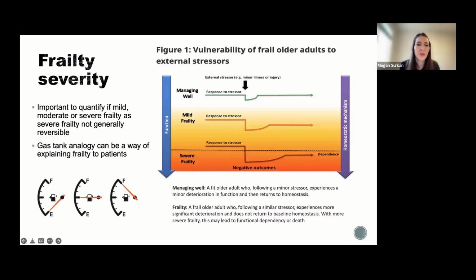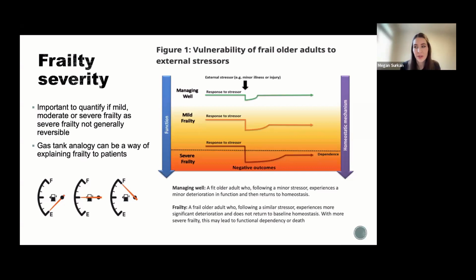As I mentioned before, with frailty it's relevant whether it is there or not, but also how severe is it? So quantifying whether this is mild, moderate, or severe, and the clinical frailty scale does a really good job of this. We'll get to that in a bit here. I really like the gas tank analogy. I find this helps patients and their families understand what we're talking about.